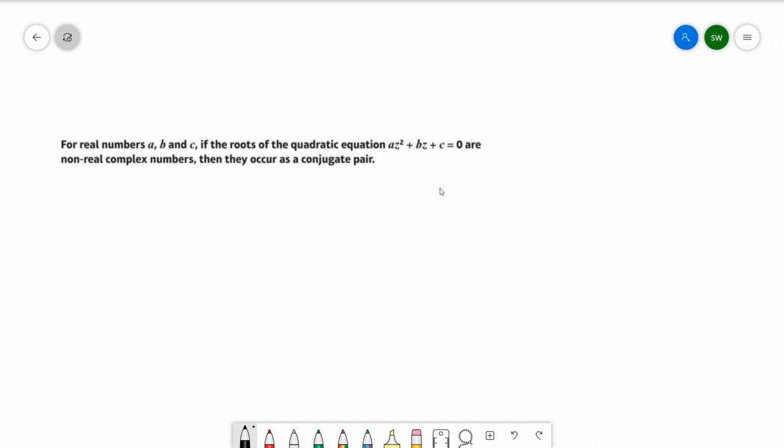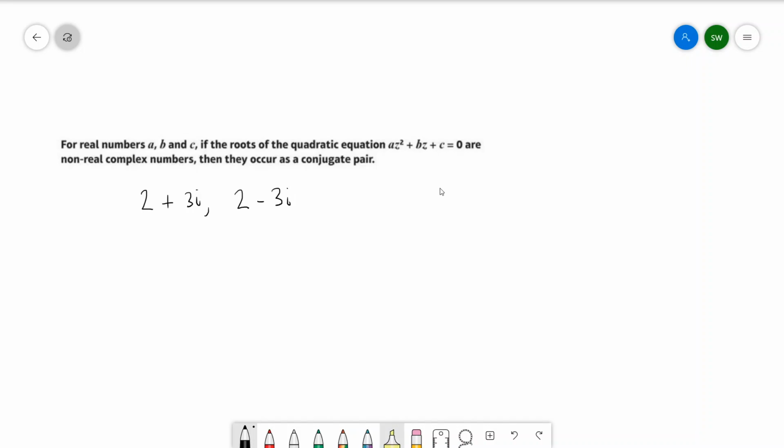In the last section, we looked at roots of quadratics, and we said that a quadratic has no more than two distinct roots. And if a root is a non-real complex number, then they occur as a conjugate pair. So that means, for example, if we had a quadratic and one of the roots was 2 plus 3i, then we know straight away that one of the other roots of the quadratic must be 2 minus 3i. And actually these have to be the only roots because a quadratic can't have more than two distinct roots.